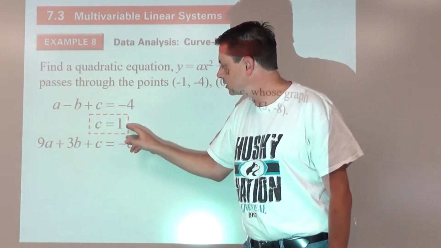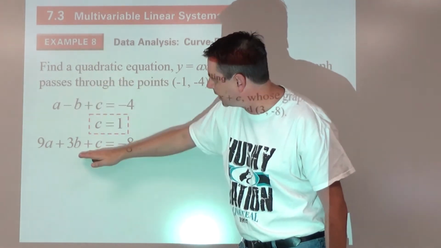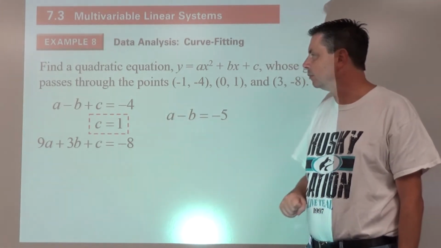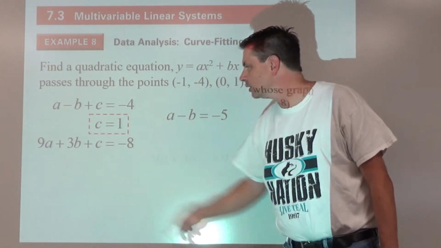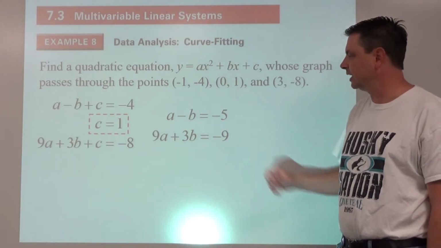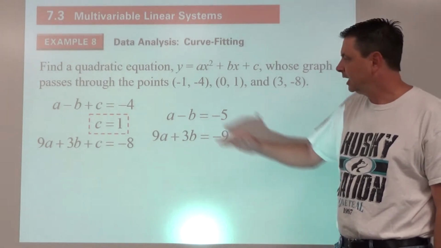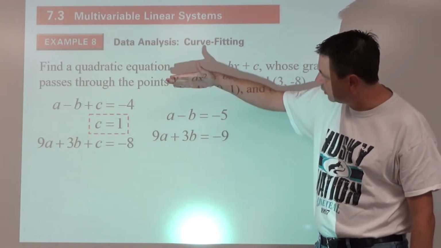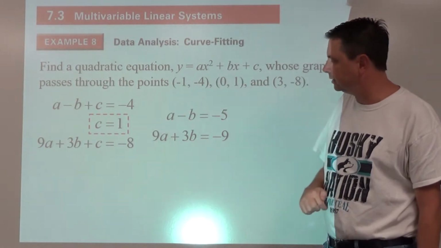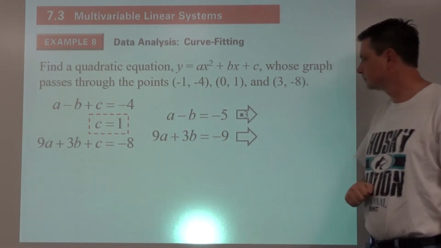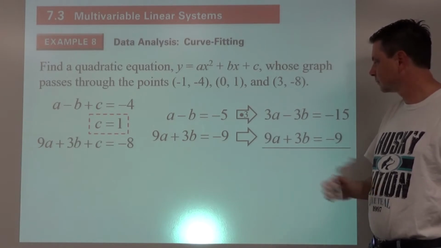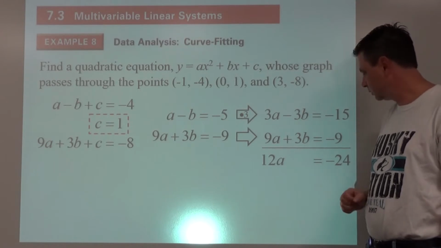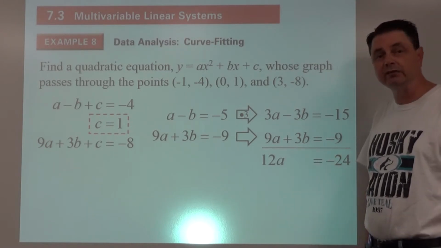Well, if we replace c with 1 in the top and the bottom one, we're going to get a minus b is equal to -5, and 9a plus 3b is equal to -9. And now we can use the elimination method. I think I might want to eliminate b's, so I'm going to multiply the top equation by 3. We're ready to add, so 12a equals -24. That tells us that a is going to be -2.